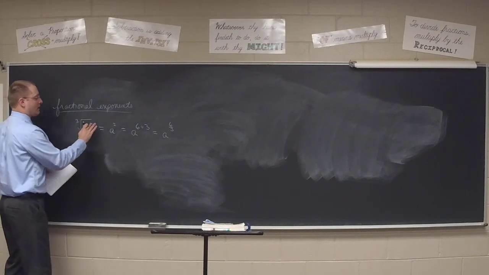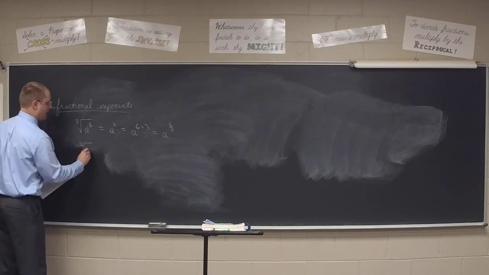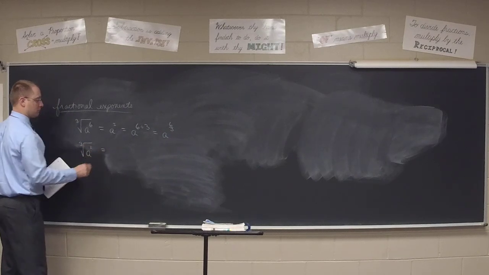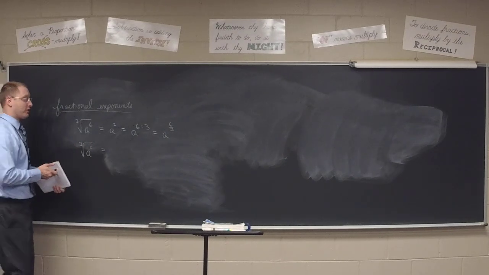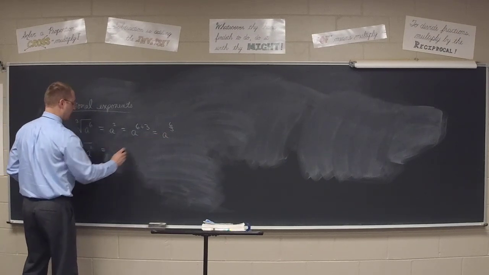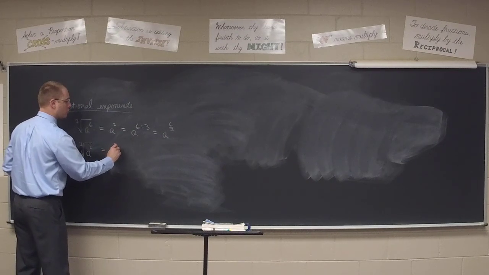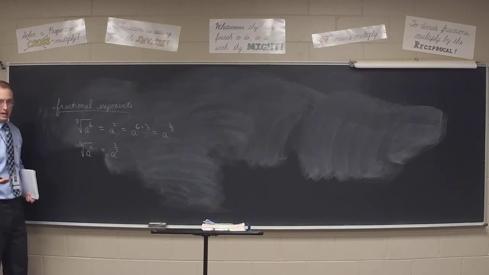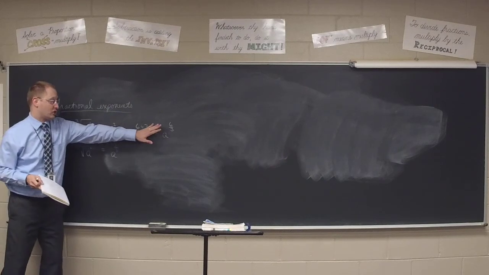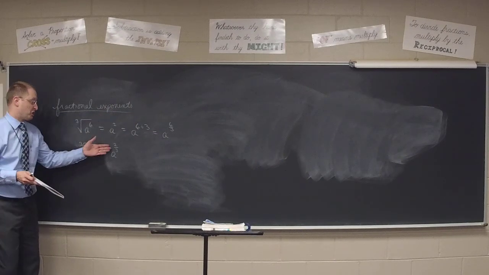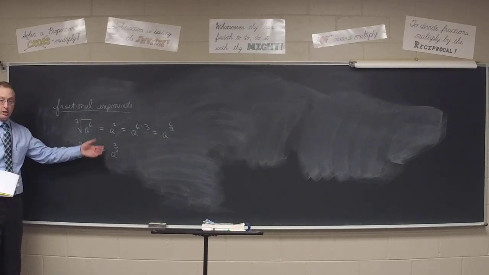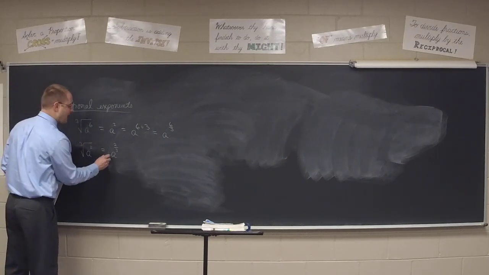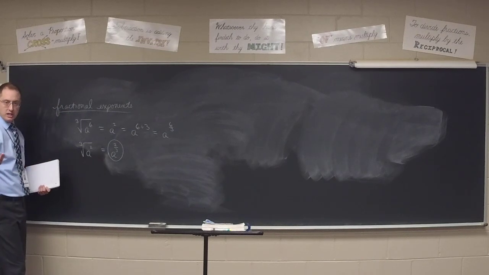But what if it didn't work out evenly? What if, for instance, we had the cube root of a squared? Well, can you divide 2 by 3 evenly? No. But you can divide 2 by 3 if you'll do it this way. A to the 2 divided by 3. And unfortunately, unlike 6/3, which becomes a nice easy 2, your 2/3 just stays 2/3. And so that's essentially how we would get a fractional exponent.